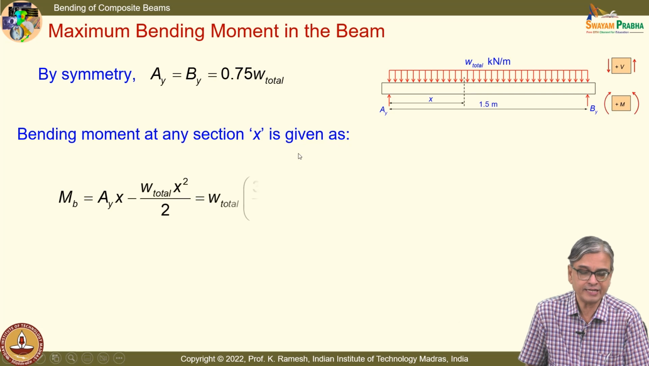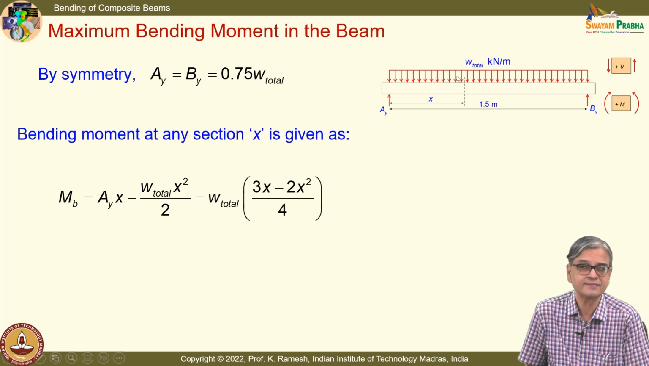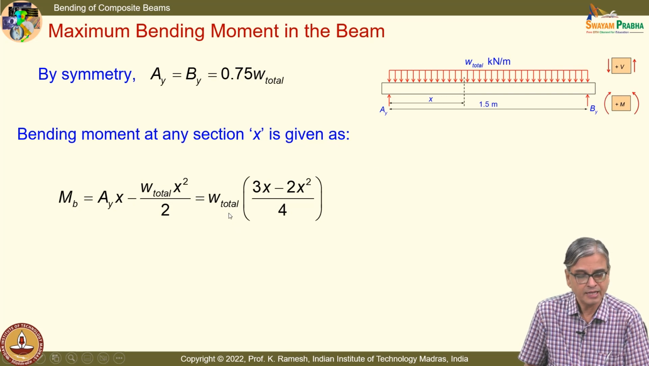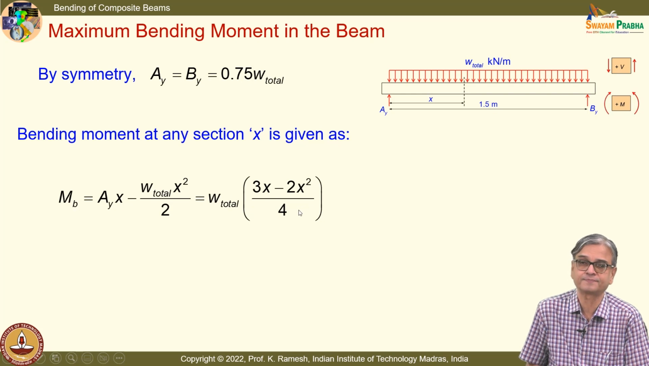And bending moment at any section, you can take a section and then find out the basic expression. That can be written as W total, which is Newton per millimeter, kilonewton per meter. This is consisting of pipe weight as well as the self weight of the beam. That comes out to be 3x minus 2x squared divided by 4.